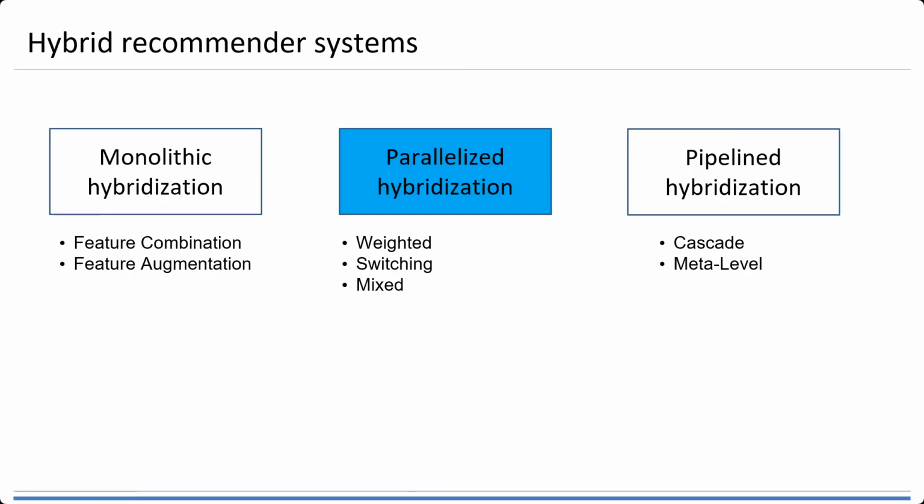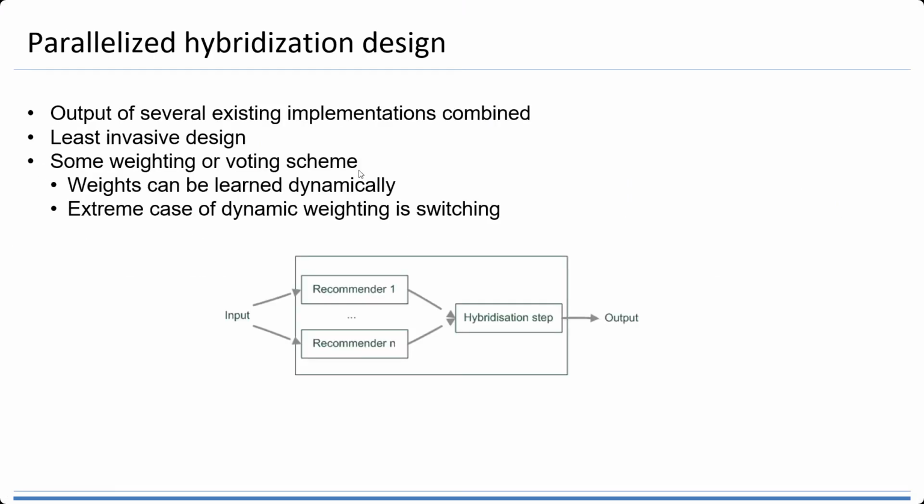Okay, the next one is about parallelized hybridization. So what is parallelized hybridization? We will look at three different methods: weighted, switching, and mix. So in the parallelized hybridization design, we want to see the output of several existing implementations combined.